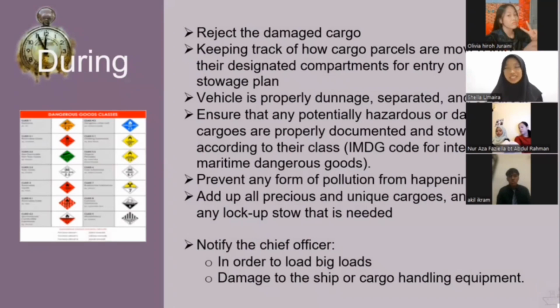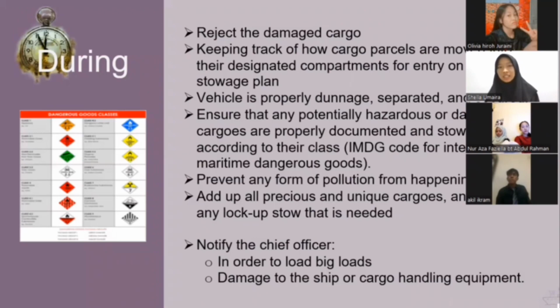Okay, next. I will continue with the duties during the cargo operations. The junior cargo officer needs to reject any damaged cargo. But the junior cargo officer needs to notify the chief officer of these 3 things: damaged cargo, heavy loads to be loaded, and any damage to the ship or cargo handling equipment.